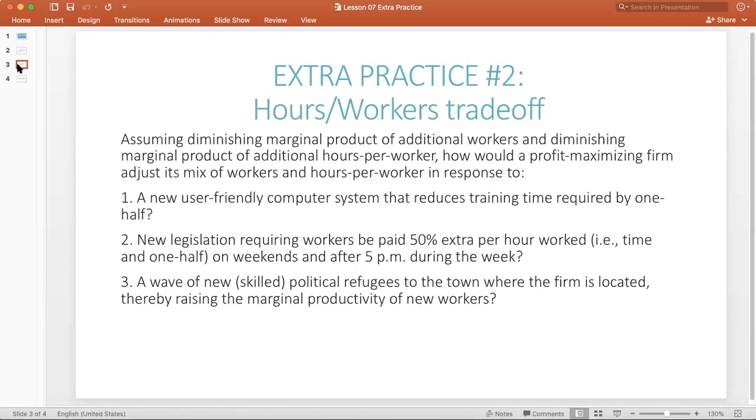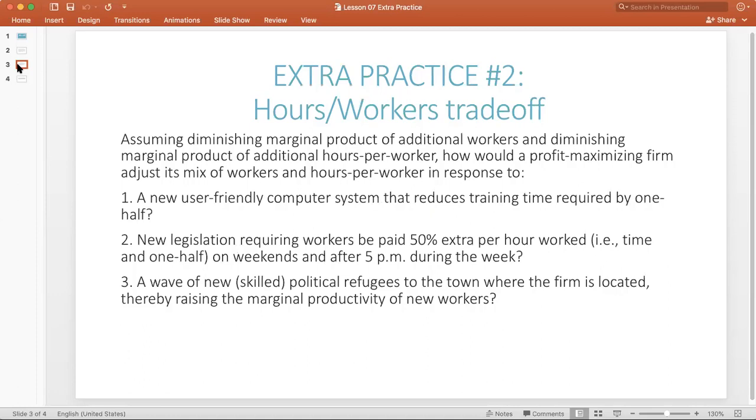So for this first one, we can see that this computer system reduces training time, so the hiring process is going to be easier. Because of that, the firm can hire new workers or reduce the number of hours per current worker. That's what the answer on Canvas says, but I would lean more towards hiring additional new workers. Reducing the number of hours per current worker can be thought of as the hours of training time being reduced, but I see it more as since the hiring process is easier, they can hire new workers.